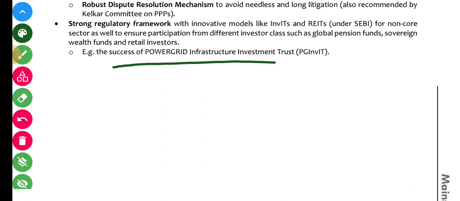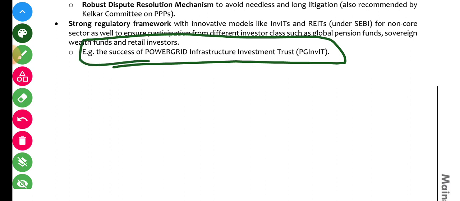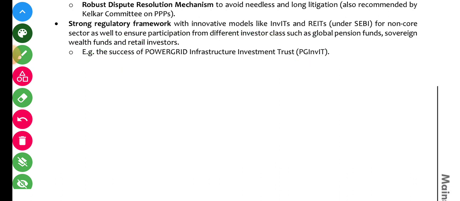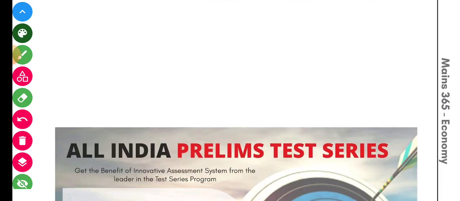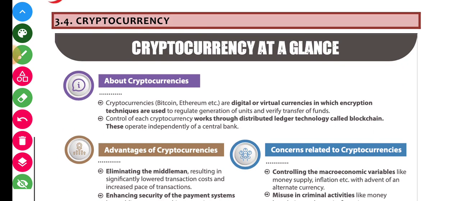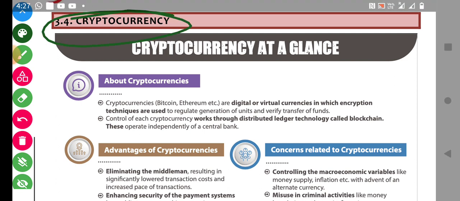Success of power grid infrastructure investment trust. Keep this in mind: the example of the power grid infrastructure investment trust for the monetization of pipeline. Next is the cryptocurrency.